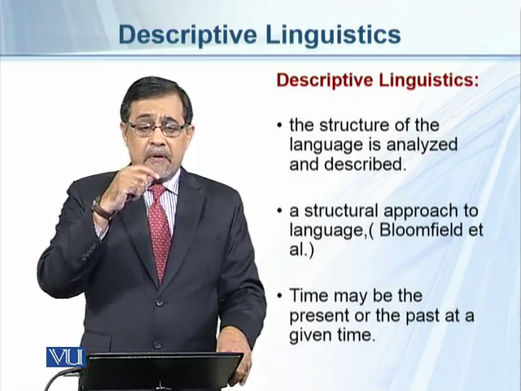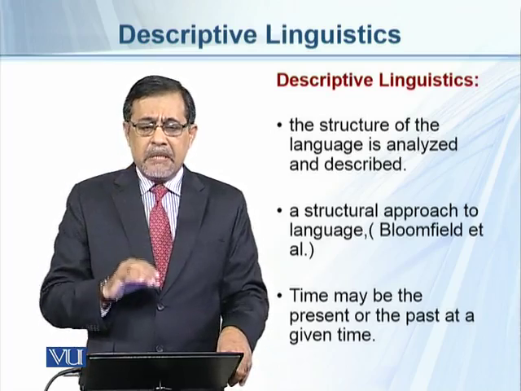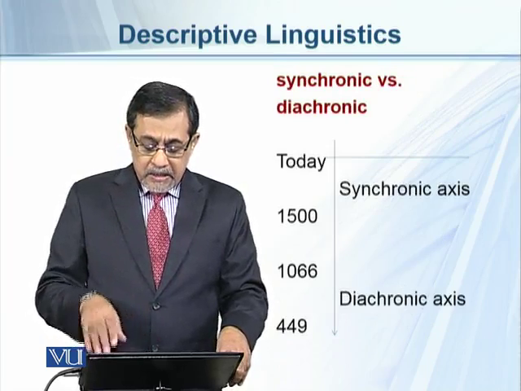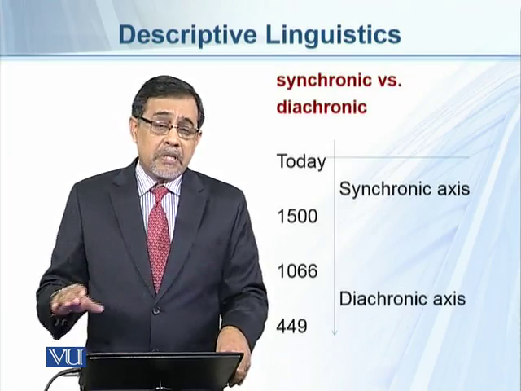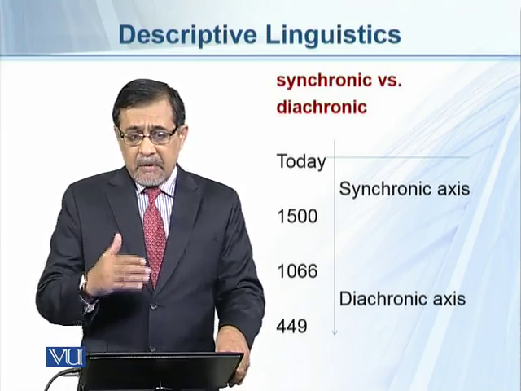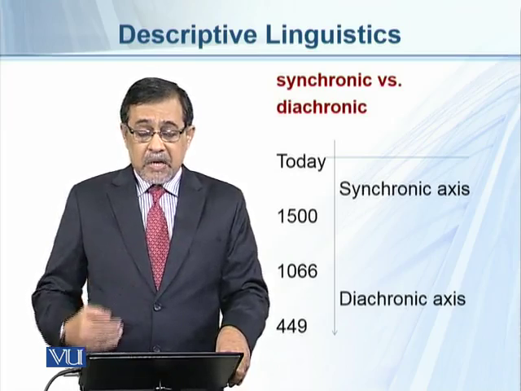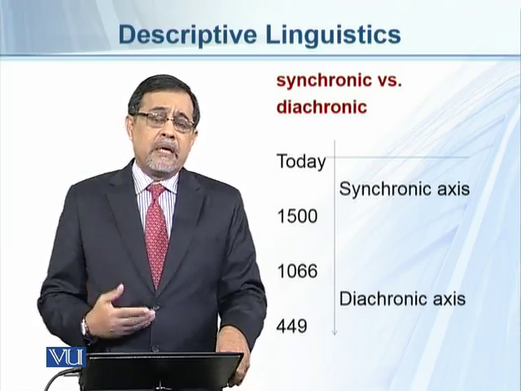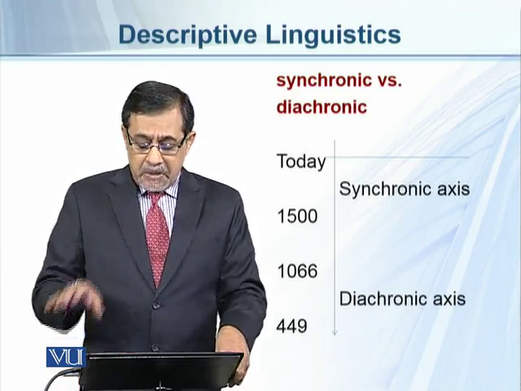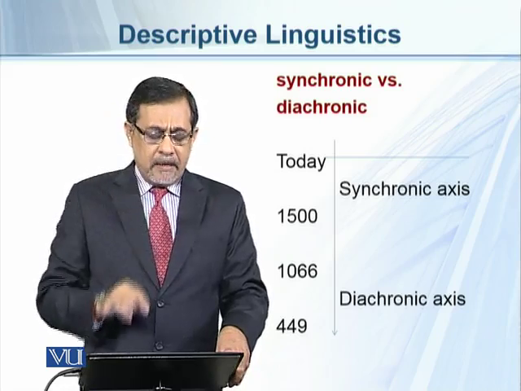Time may be the present or the past. The descriptive study of a language can be made of a certain period, both in the past or in the present. We can make either a horizontal study of the language or a vertical study of the language. When we are making a vertical study, we are making a diachronic study. We can start from a certain point and come on to the next point in history. And if we are making a horizontal study, it means that we are making a synchronic study. We are focusing on a certain point in time.